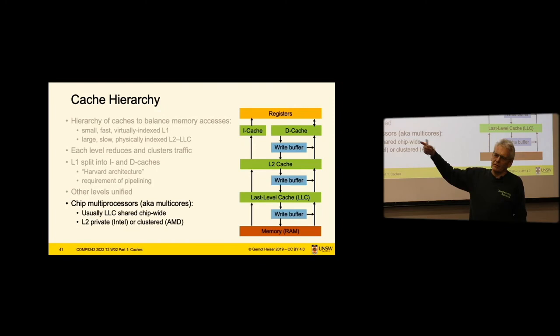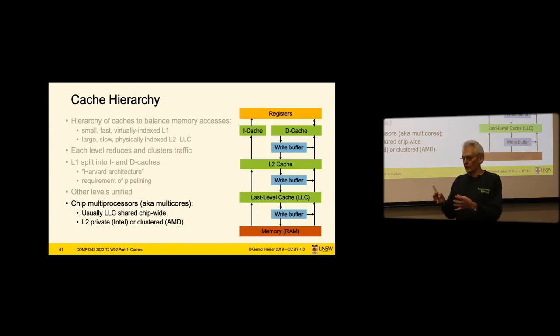But the main takeaway is, the L1 cache is always core local. It's actually on the core. The L2 cache tends to be core private or shared between a small cluster of cores. And the L3 tends to be shared between all cores.